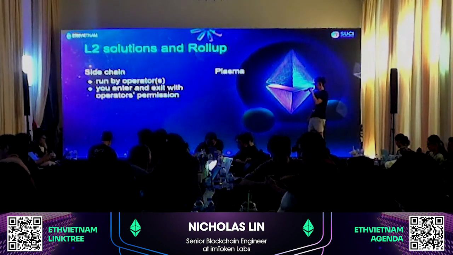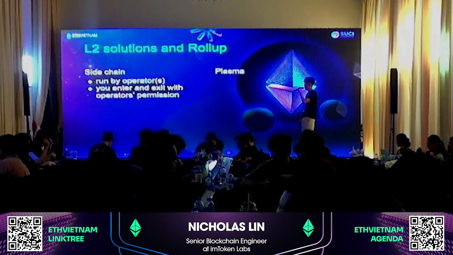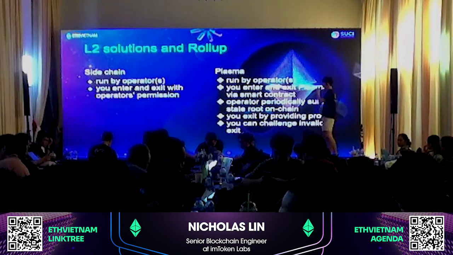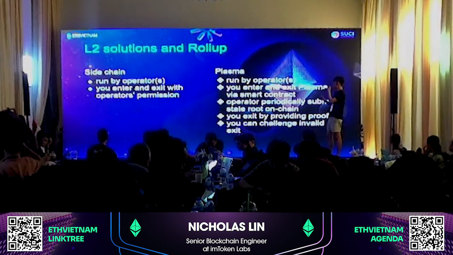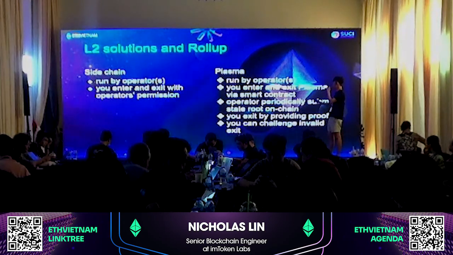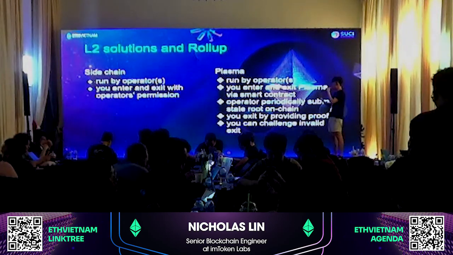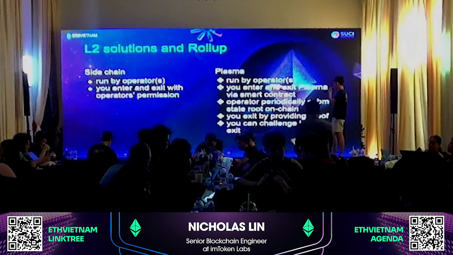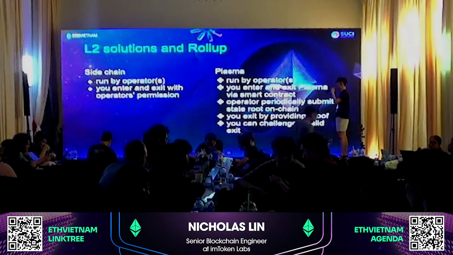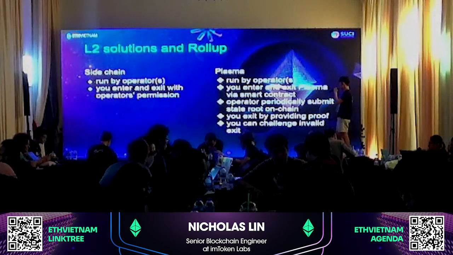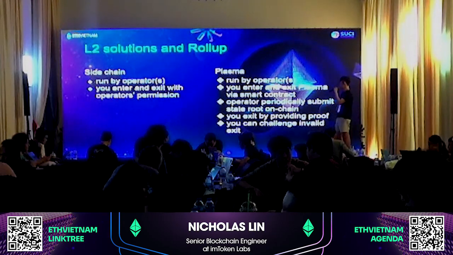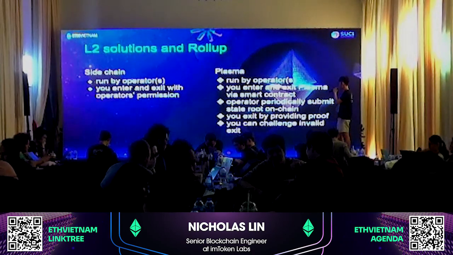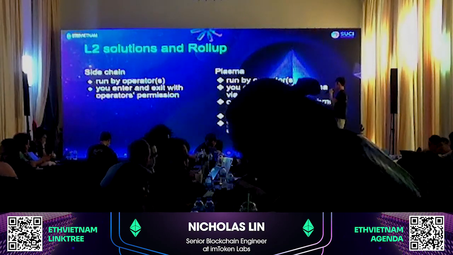Sidechain is run by operators, and you enter and exit the sidechain with operator's permission. For Plasma, it's also run by operators, but now you enter and exit Plasma via a smart contract. So the rule to enter and exit is written in smart contract instead of needing permission from the operator. And so in Plasma, operator will periodically submit state root on chain, and you will exit the Plasma by providing proof. This could be like Merkle proof to prove that you own $100 on the rollup, or on the Plasma, sorry. And you also can challenge invalid exit.